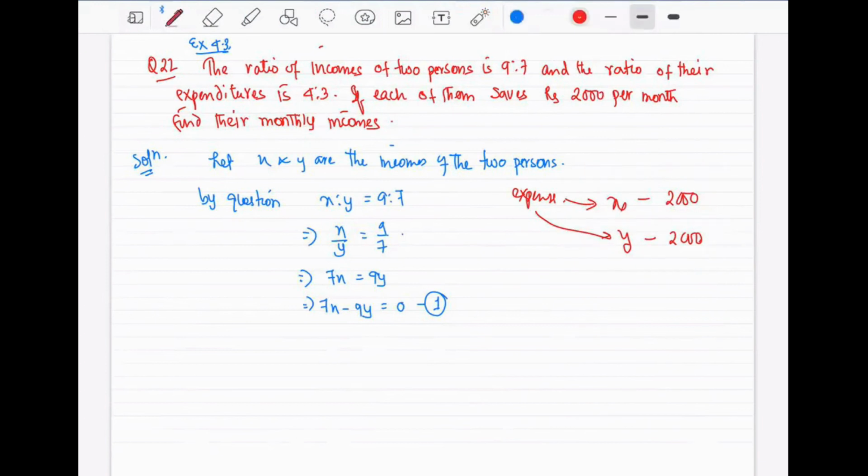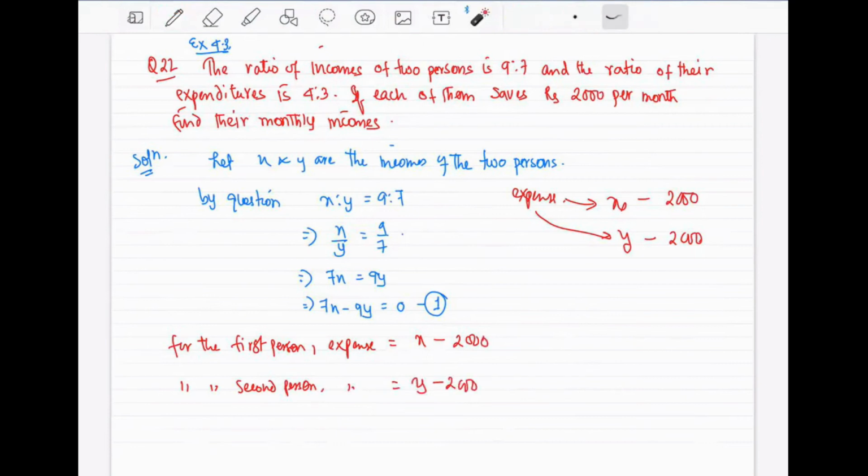First of all, we need to find out the expenditure. For the first person, expense. His expense is how much? His income minus saving. For the second person, expenditure is how much? Y minus 2000.